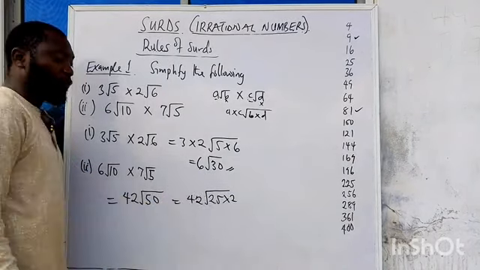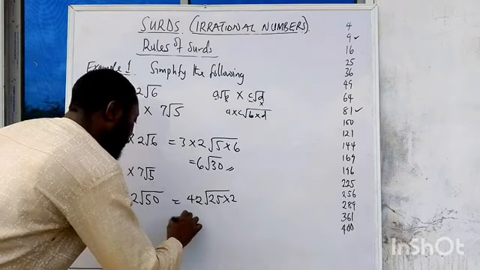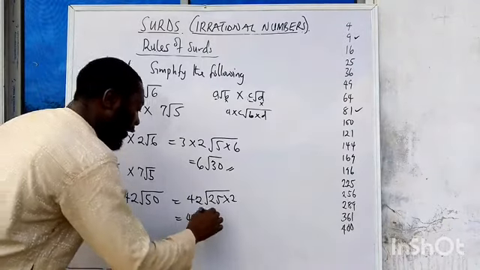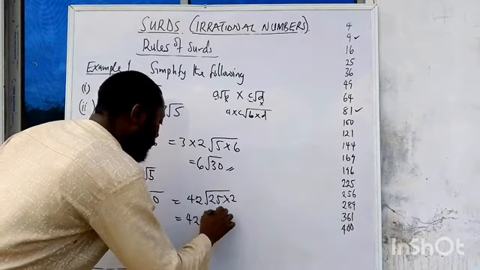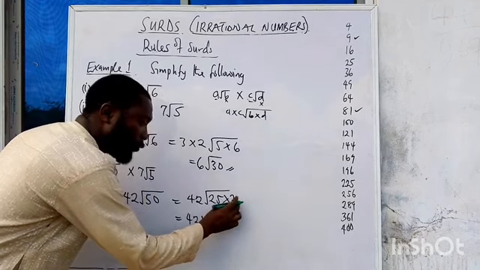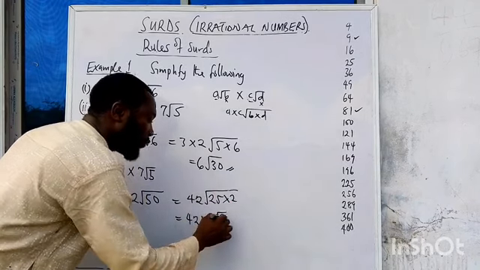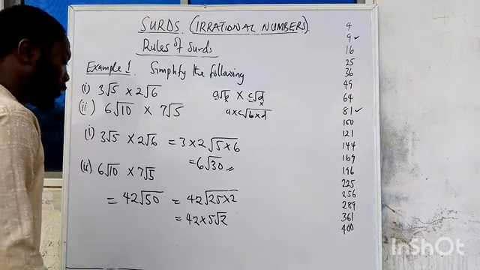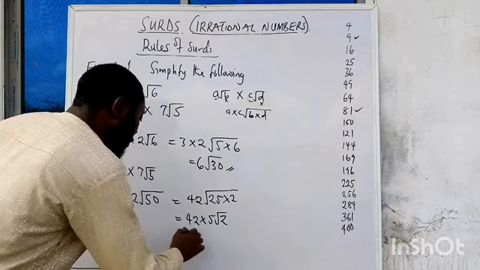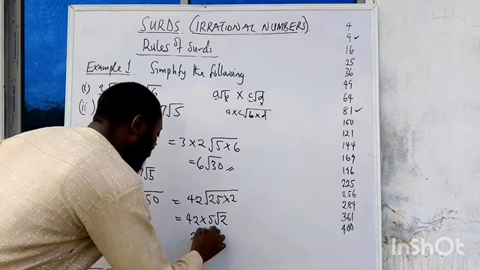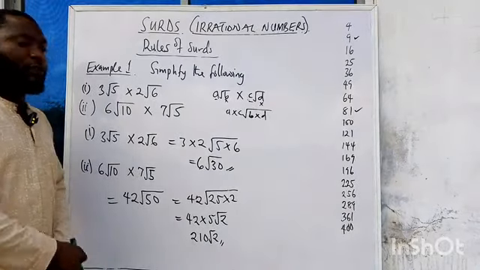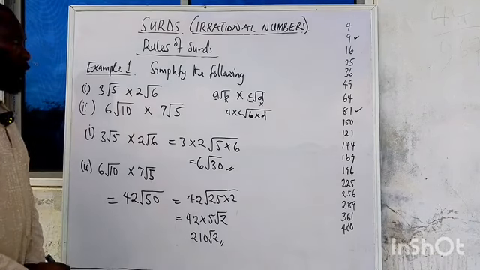Now what is the square root of 25? We still have 42 outside, multiplied by the square root of 25, which is 5. Then you cannot find the square root of 2, so that 2 will still remain inside the root. Now 42 times 5 is 210, so we have 210 square root of 2. And that's the end of this example.